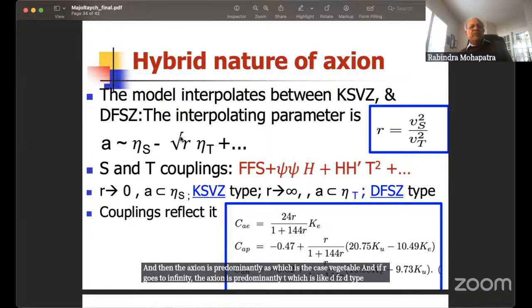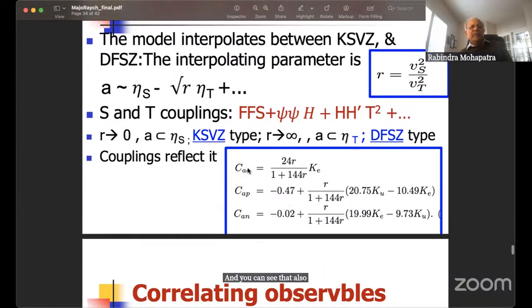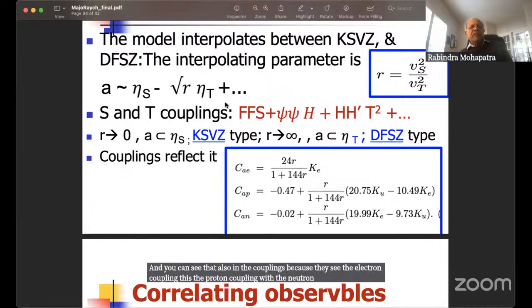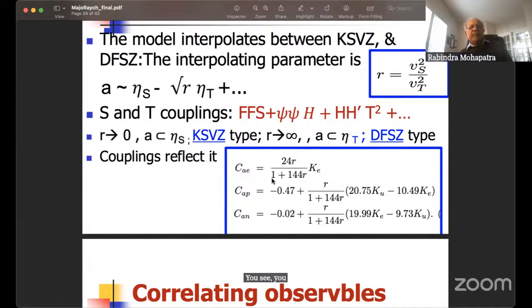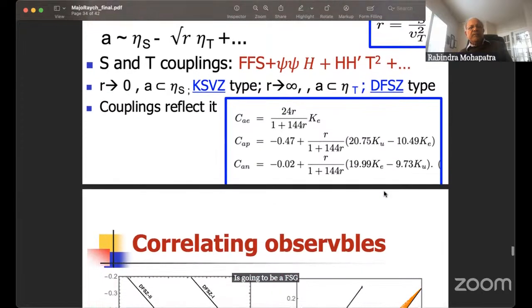So this model has a very interesting property. We don't know of any models which do that, but this model interpolates between KSVG and DFSG. You can see that also in the couplings: this is the electron coupling, this is the proton coupling, this is the neutron coupling, and you can see this R parameter right here. As R goes to 0, CAE is 0 as in the KSVG model, and R 0.47 as in the KSVG, and so on. And as R goes to infinity, this goes to a DFSG type model. That's a very interesting thing.